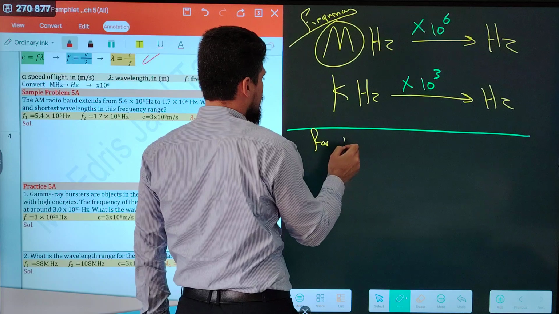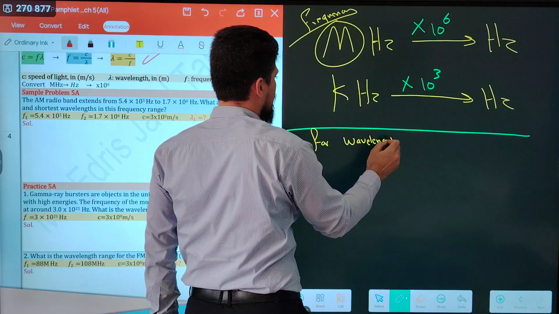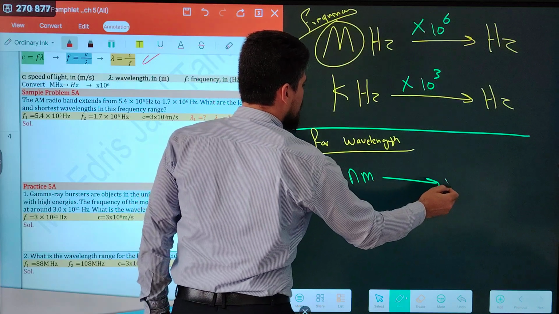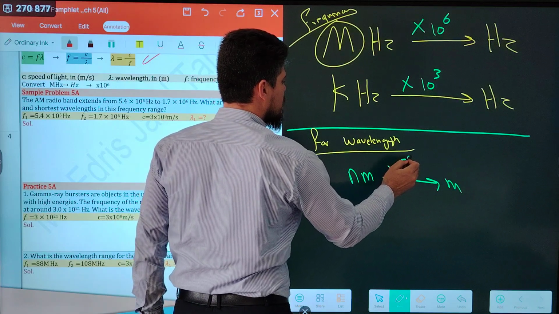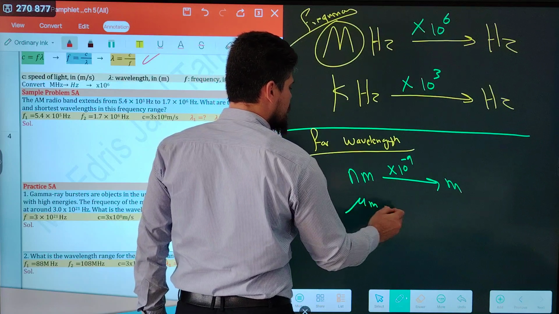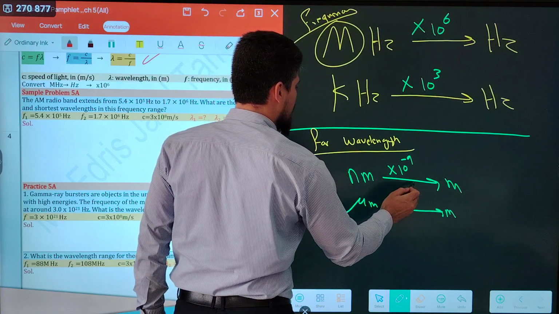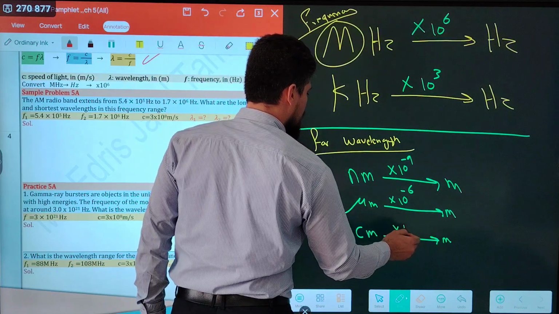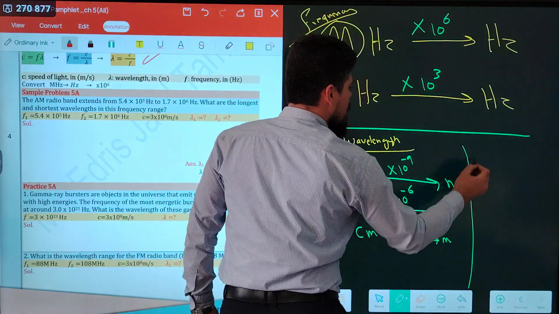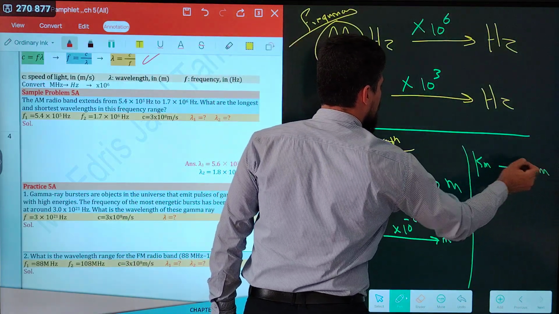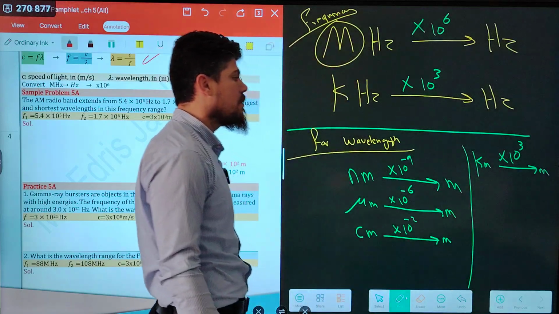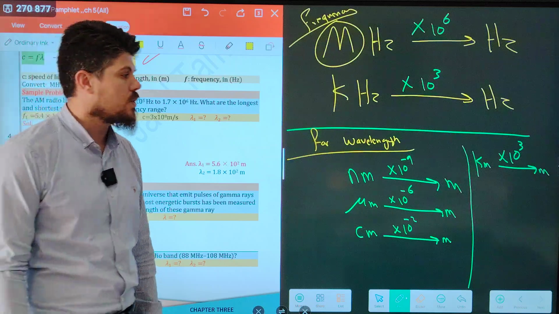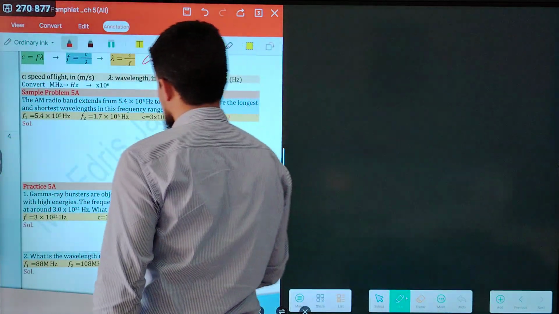But for wavelength, whenever the wavelength is given in nanometer, you have to convert to meter. How? Multiply by 10 to the power negative 9. Micrometer to meter, multiply by 10 to the power negative 6. Centimeter to meter, multiply by 10 to the power negative 2. But kilometer to meter, multiply by 10 to the power positive 3. So this conversion is very important for solving questions about electromagnetic waves.